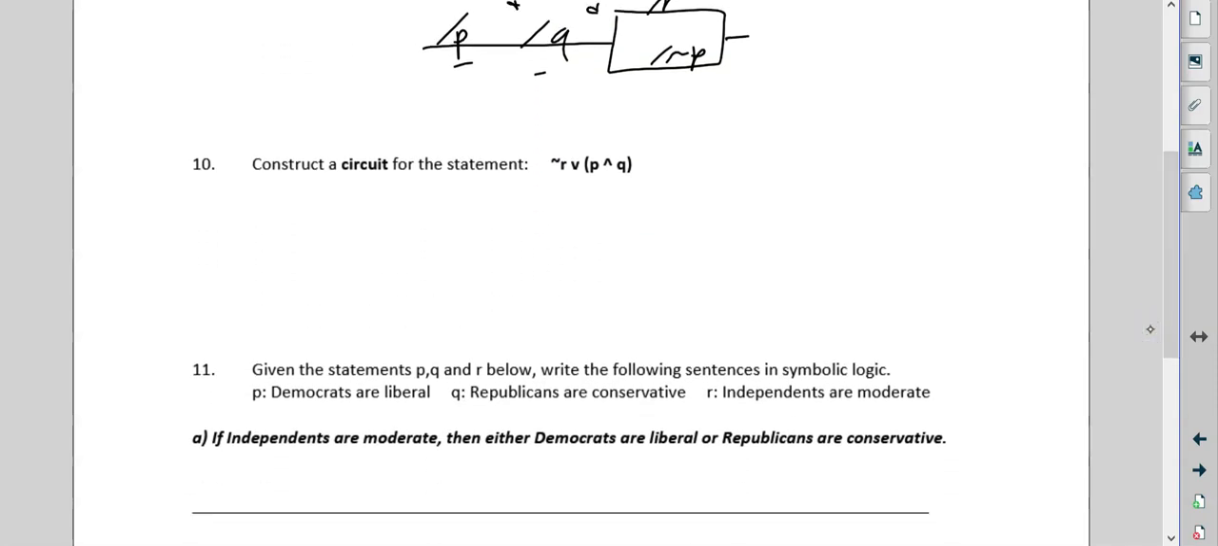All right. Circuit statement for this one. Same idea. So we have a not R or this and statement. So that means we have a big old box, which always put a line on the beginning and on the end. Okay? Kind of like a box and whisker plot from Algebra 2. The top is not R, put a little slanty line. And at the bottom, we have P and Q. Put a line there and a line there. That's it.